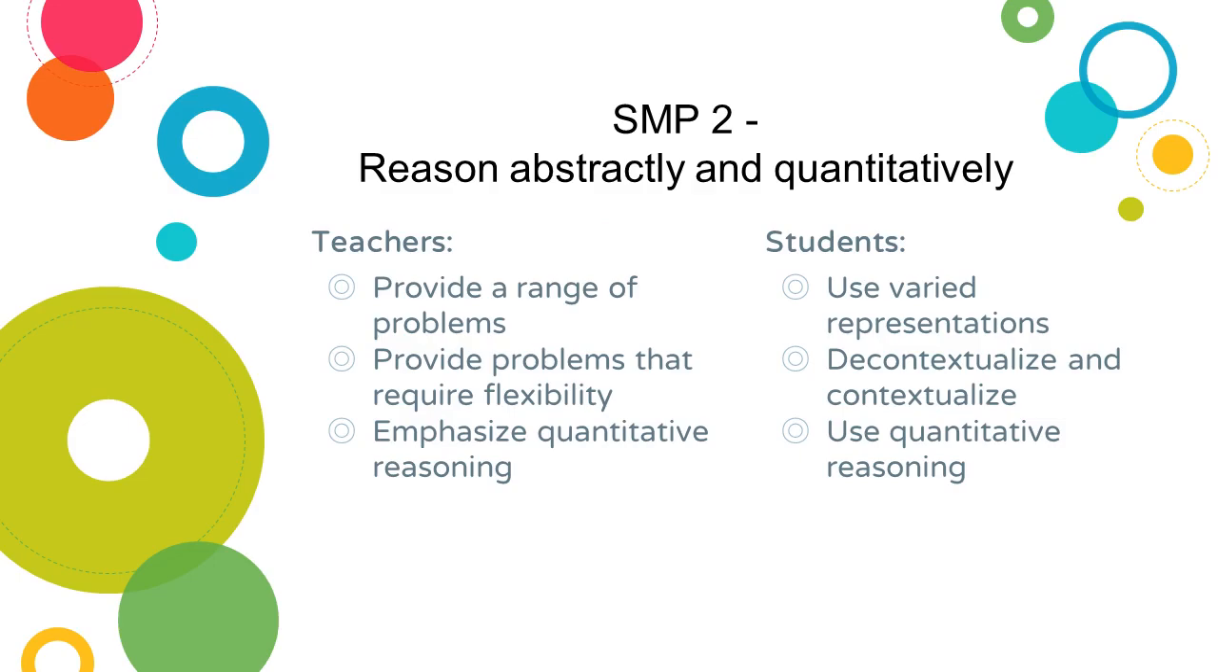In order to help our students reason abstractly and quantitatively, we as teachers need to provide a range of representations of math problems and math problem situations that encourages various solutions. We need to provide opportunities for our students to make sense of quantities and their relationships in problem situations. And we want to provide problems that require flexible use of properties or operations and objects.